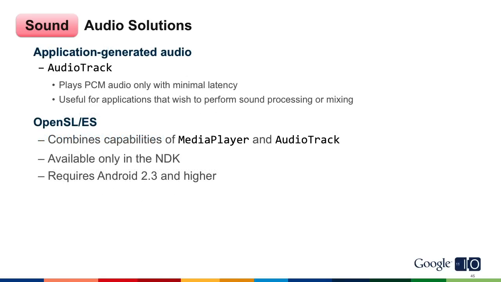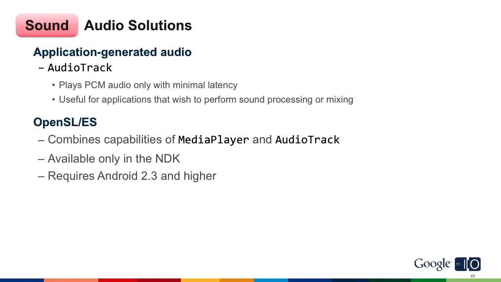We also have, of course, Audio Track, which is something we introduced in Android 1.5, I think. And it allows you to play PCM audio only with minimal latency. And it's really meant for applications that are generating their own audio. And finally, we have OpenSL ES, which does require Android 2.3 or higher, but it combines the capabilities of Media Player and Audio Track, and it allows you to do all of your audio from native code. And the interface is actually a little nicer in terms of generating audio, because it actually calls you back when it needs a buffer. So it's a very, very straightforward interface to use. And I'm sure going forward, it's going to become even more and more powerful and important.